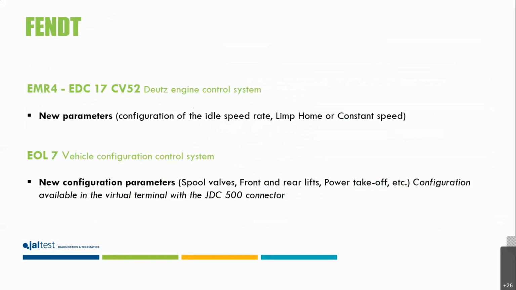Okay, now in FENDT, we have new bidirectional controls, like new parameters on the CV52 Deutz engine that we just saw before when talking about stationary engines, or more new configuration parameters in the EOL7 vehicle configuration control system, like for instance spool valves, front and rear lifts, PTOs, etc.